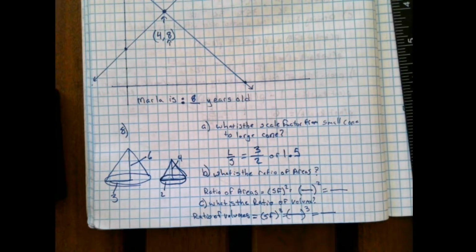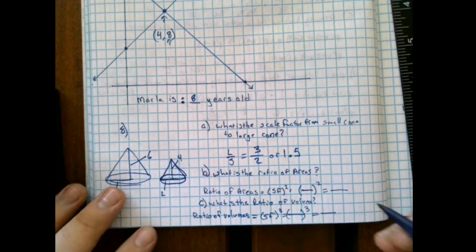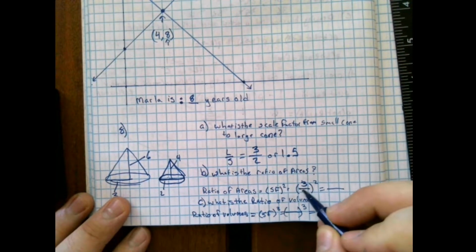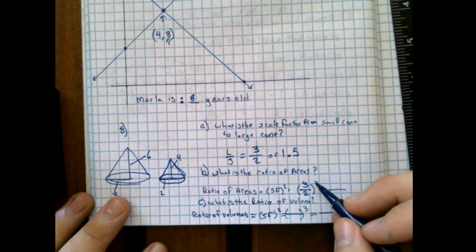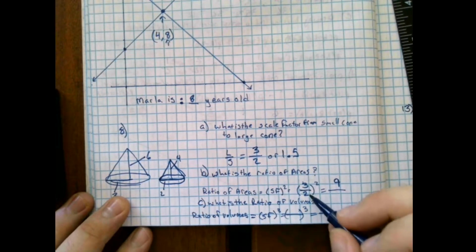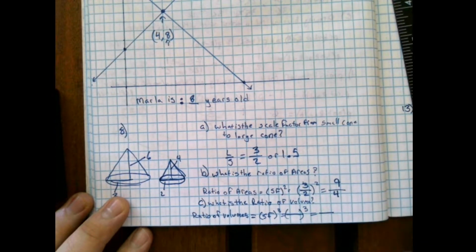Then we need to find the ratio of the areas. Remember, looking back at our table, the ratio of the areas is equal to the scale factor squared. So it would be 3 over 2 squared. Now, 3 over 2 squared is going to square the 3 and the 2. 3 times 3 is 9, and 2 times 2 is 4.